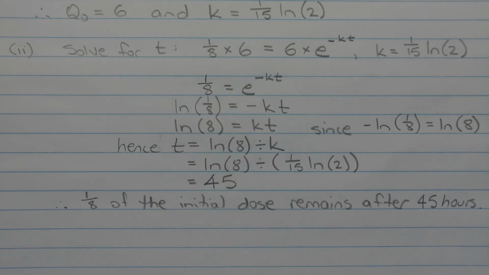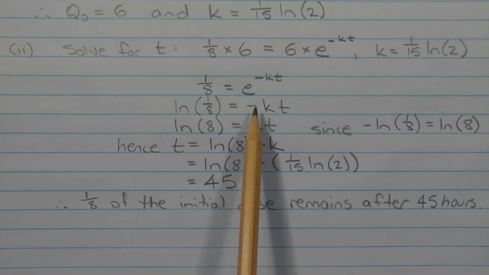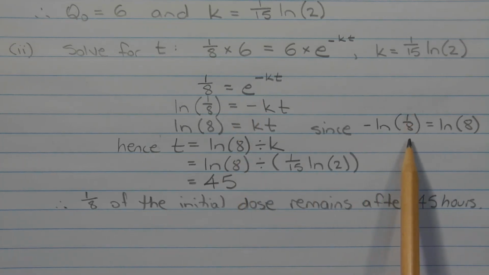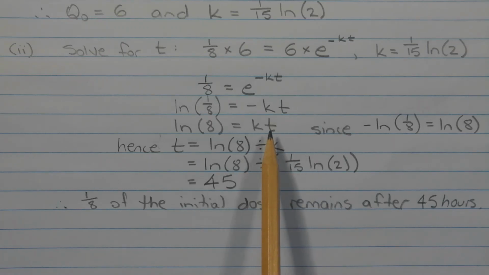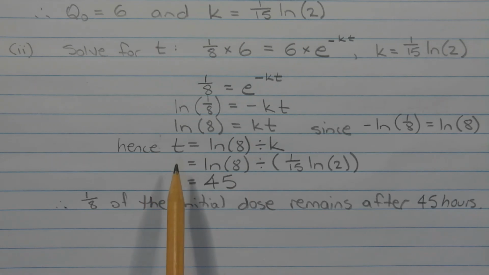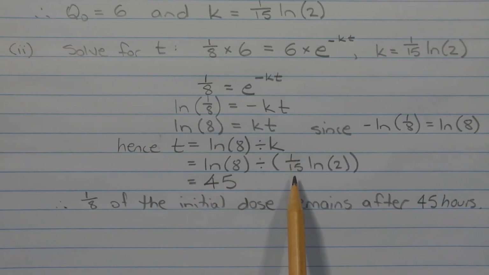Taking the natural logarithm of both sides, we get ln of 1 over 8 is equal to negative kt. Dividing both sides of the equation by negative 1, and noting that negative ln of 1 over 8 is equal to ln of 8, we get ln of 8 is equal to kt. To make t the subject, we divide both sides of the equation by k, so t is equal to ln of 8 divided by k. And that equals ln of 8 divided by 1 over 15 times ln of 2, which evaluates to 45. Therefore, 1/8 of the initial dose remains after 45 hours.